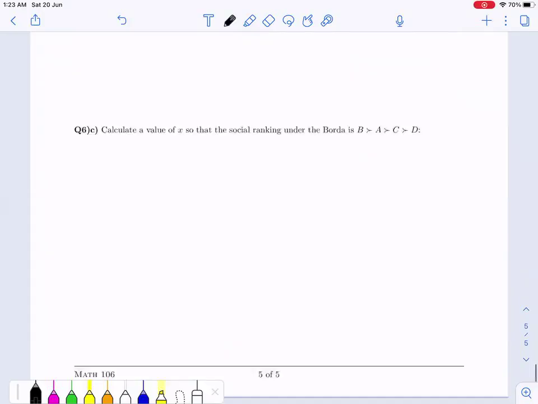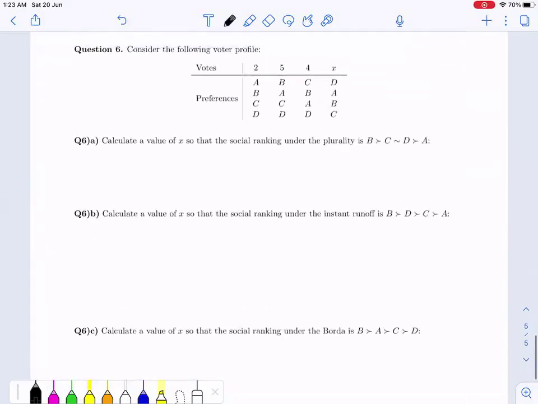Now this last problem is very interesting. This time you are given a voter profile where you have an unknown number of voters having the preference D, A, B, C. So there are X number of voters here, and you need to find the values of X so that the social rankings under different voting systems come out to be some particular rankings here.